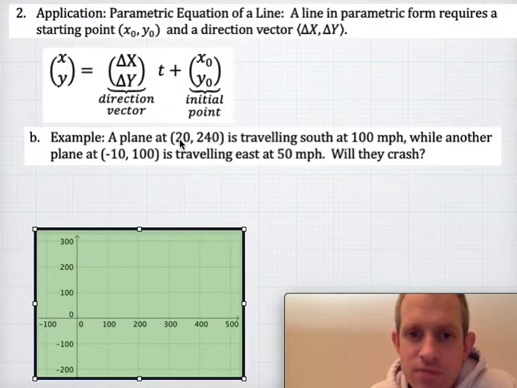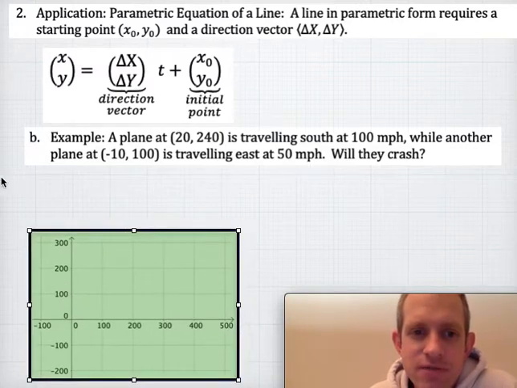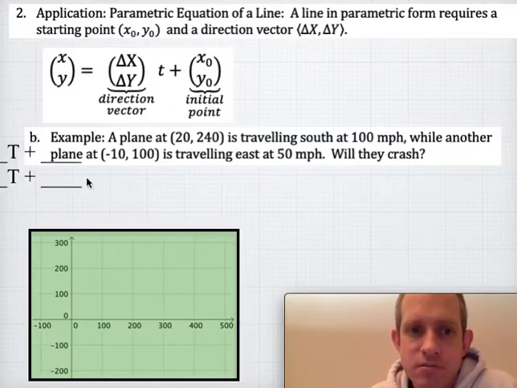So let's start off with some sort of a scale that might make that happen. So the first plane starts at 20, -240, and so that would be somewhere around in here, and it's traveling south at 100 miles per hour. And then the other plane is starting at -10, -100, which would be here, and it's traveling east at 50 miles per hour, which would be going this way. So it certainly looks like they might be in the same place at the same time. Let's see if we can create equations that model both planes.